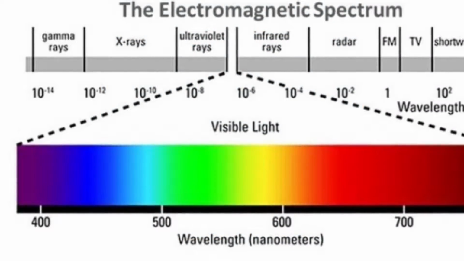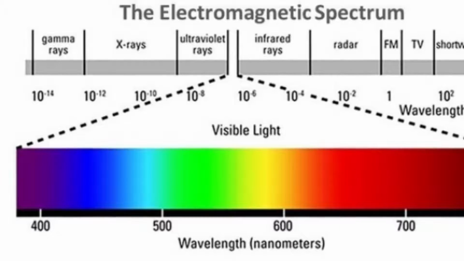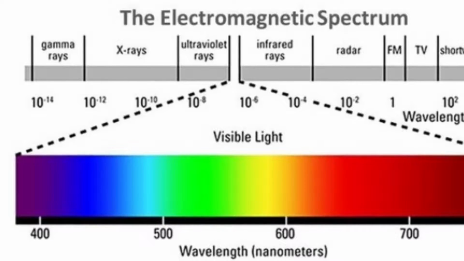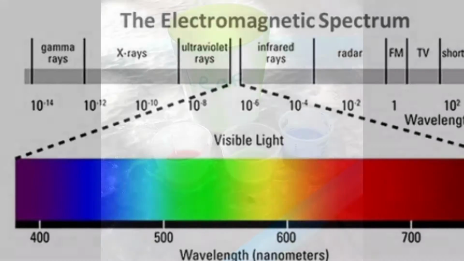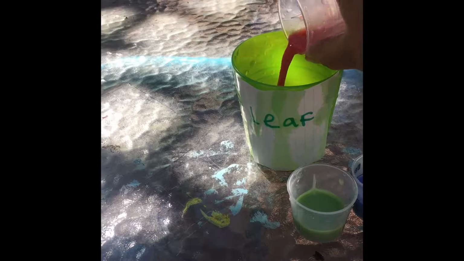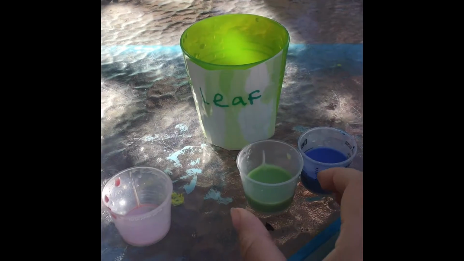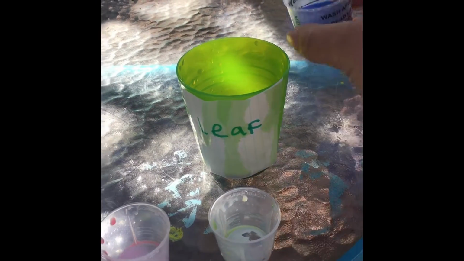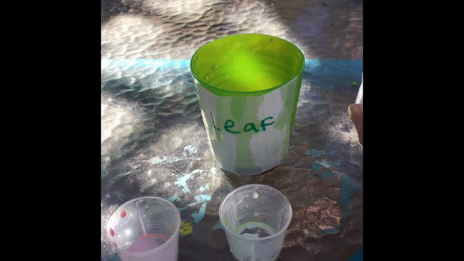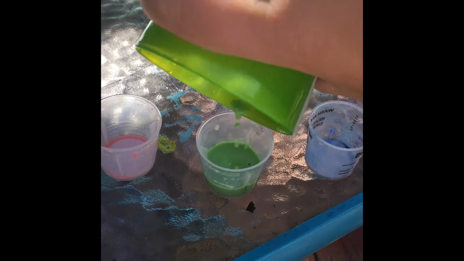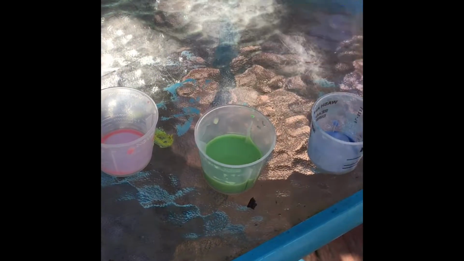To demonstrate how this works in leaves, I am going to use different colored water to represent sunlight and a cup to represent the leaf. Here I have red and orange, green and yellow, and blue and violet light. They all go into the leaf, and while most of it is absorbed, the green and yellow group is reflected by the chlorophyll. This is what gives the leaves their green and yellow color.